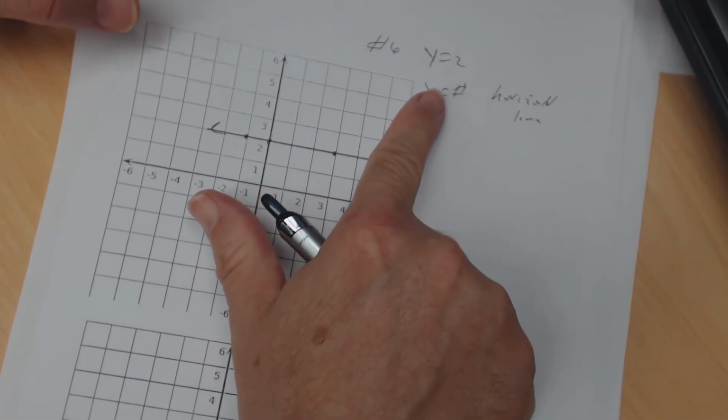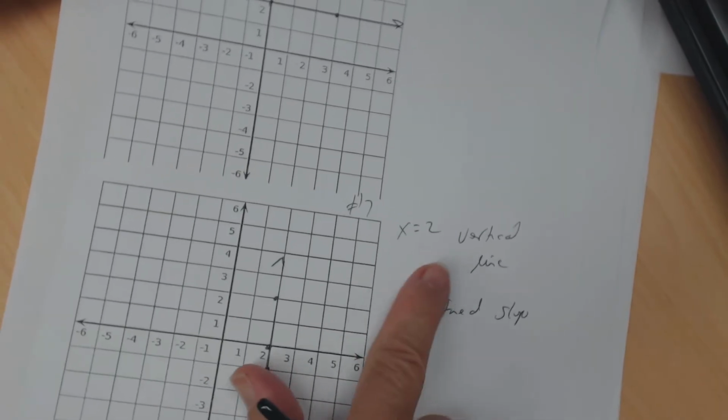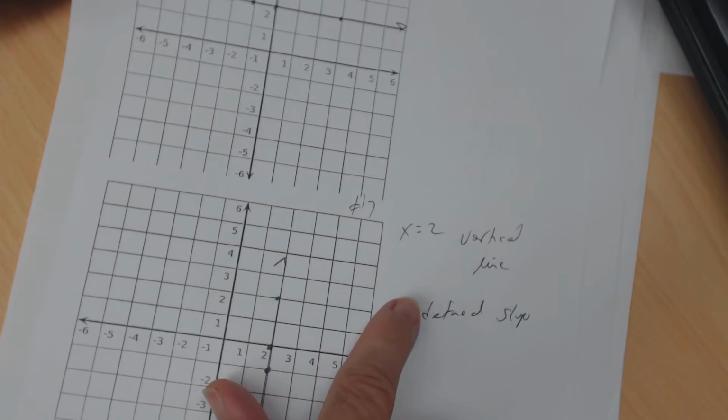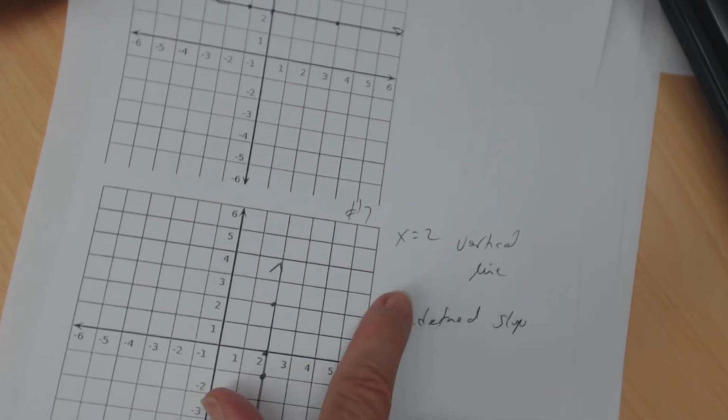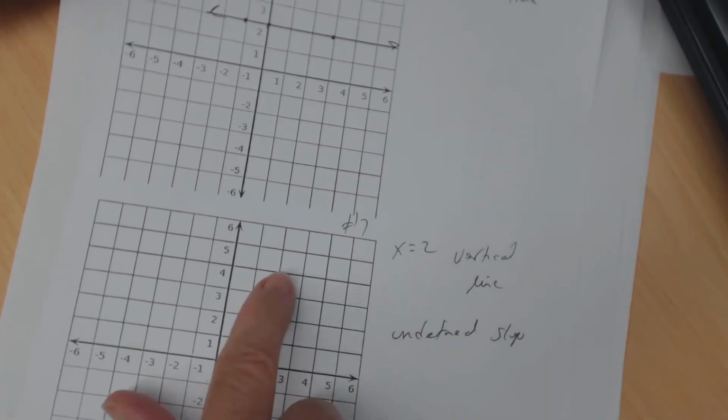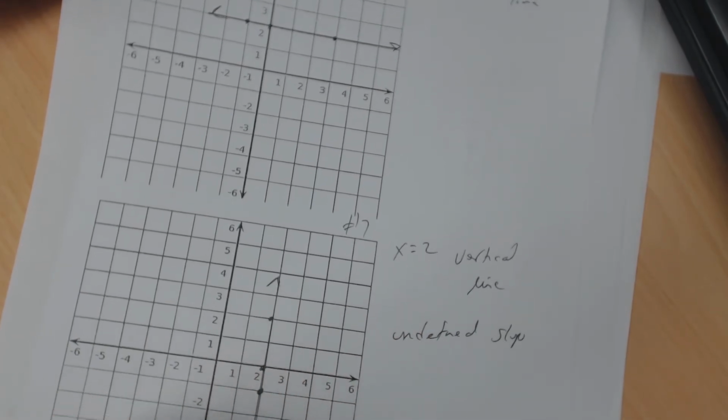Just go ahead and remember that's a horizontal line. You can't use slope-intercept with this one. You cannot because the slope is undefined, so you can't even do that. You can't write this in slope-intercept form. You cannot write a vertical line in slope-intercept form.